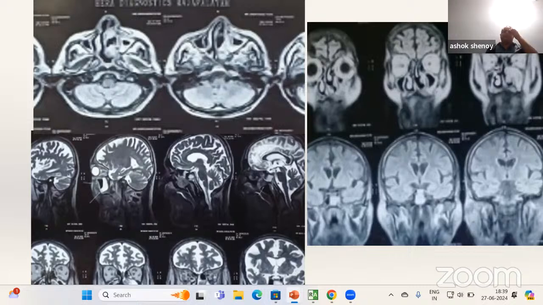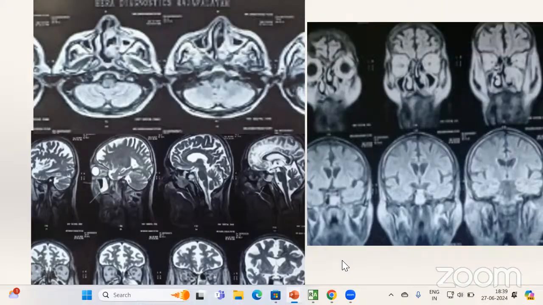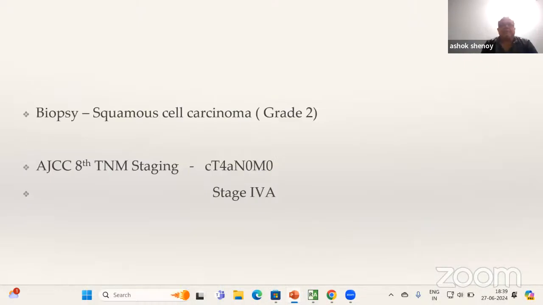Okay, got it. So that clarifies your suspicion that it is indeed some sort of ostial blockade leading to some sort of secretions. Yes, sir. Okay, now you have done the biopsy. You're sure about the biopsy? Yes, sir. It came as squamous cell carcinoma grade 2, sir, moderately differentiated. Okay. Suppose it comes as undifferentiated carcinoma, anything else you will ask for?